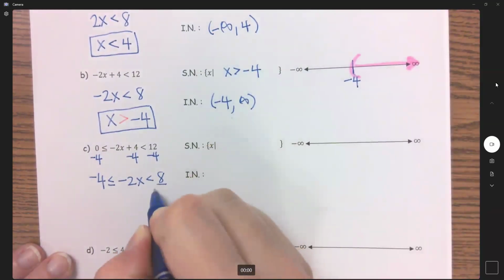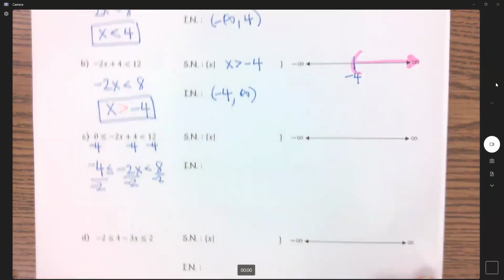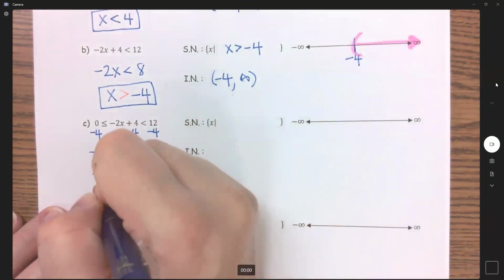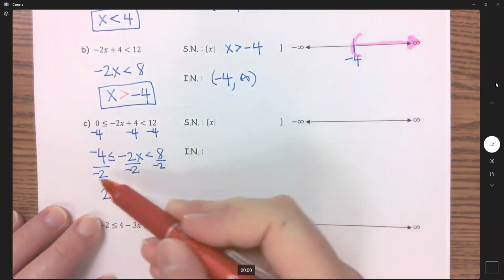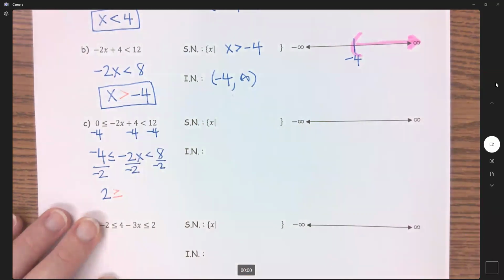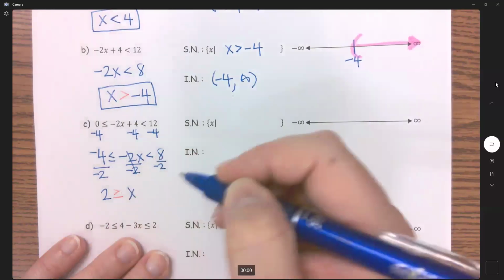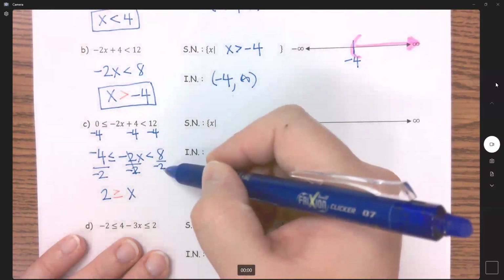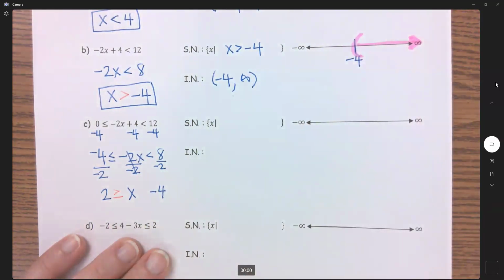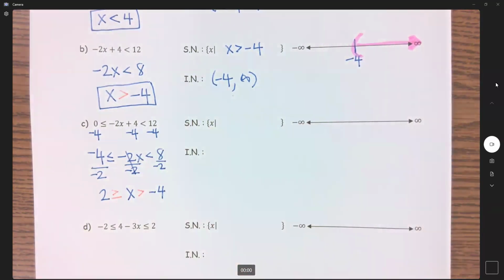And now I'm going to divide everything by -2. Negative over negative is positive. Because I'm dividing by a negative, I'm going to flip this inequality symbol. These cancel here, so I'm left with x. 8 divided by -2 is -4. And again, because I'm dividing by a negative, this less than changes to greater than.